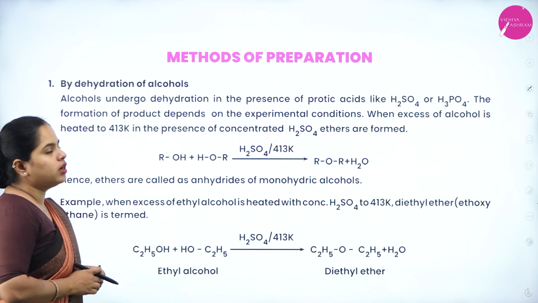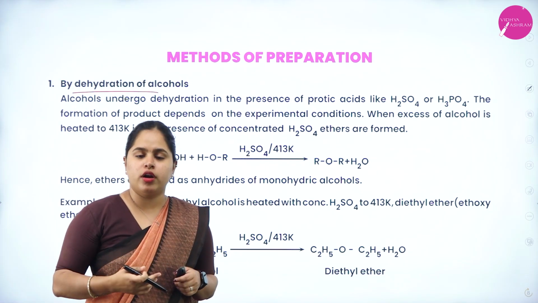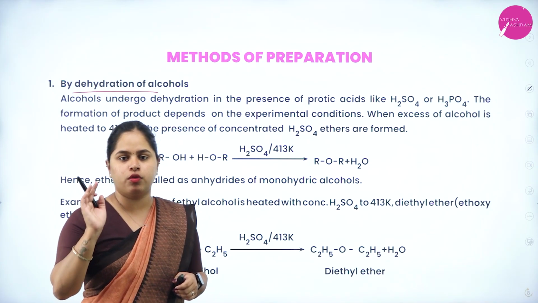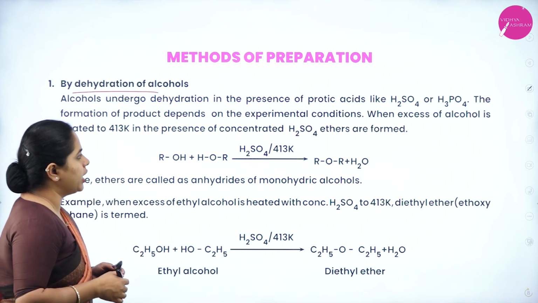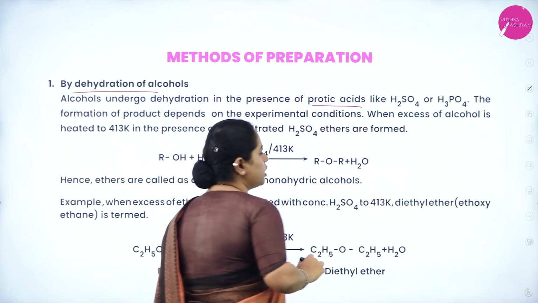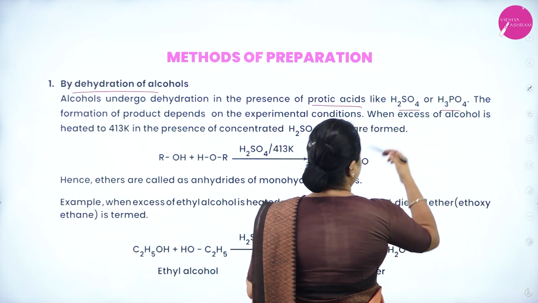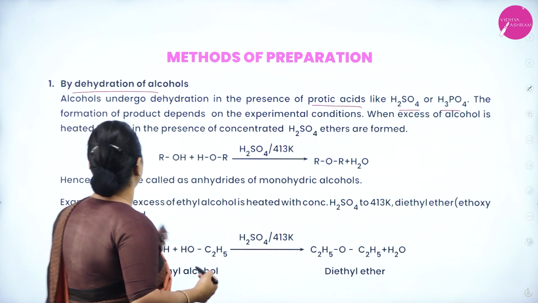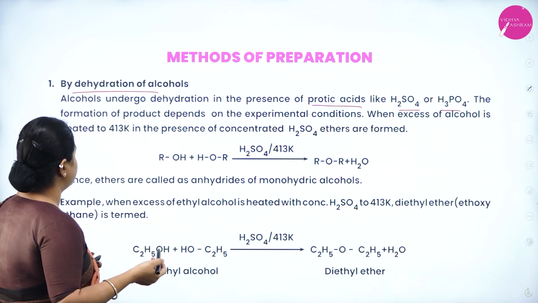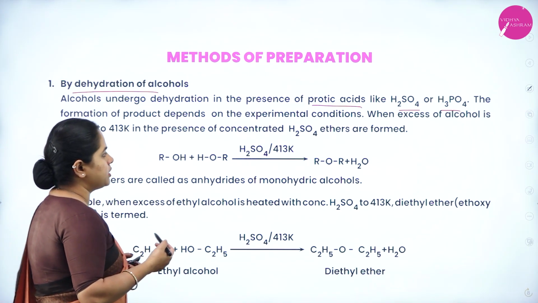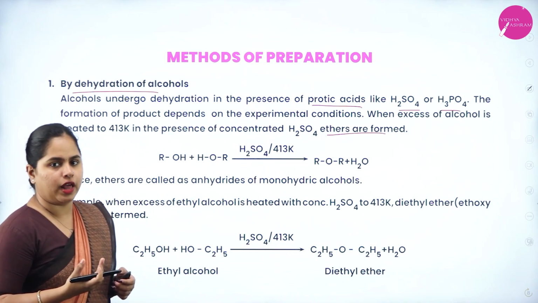Clear? Now moving on to the different methods of preparation of ether. First one is by dehydration of alcohols. So we already know what is dehydration. Removal of water. We are going to remove water from alcohols. So alcohols undergo dehydration in the presence of protic acids. Now what are protic acids? Which can release H+, right? Like H2SO4, H3PO4, that is sulfuric acid or phosphoric acid. The formation of product depends upon the experimental condition. When excess of alcohol is heated to 413 Kelvin in the presence of concentrated sulfuric acid, ethers are formed. Okay, so you have to take excess of alcohol, right?